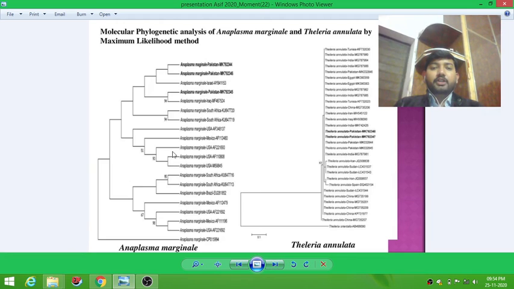This is the phylogenetic tree of the partial gene sequences. In sequencing, we worked with 3 strains of Anaplasma marginale. They were identical to the Israel and Iraq samples. In the case of Theileria annulata, we reported 2 strains that were identical to the Indian and Pakistani strains.